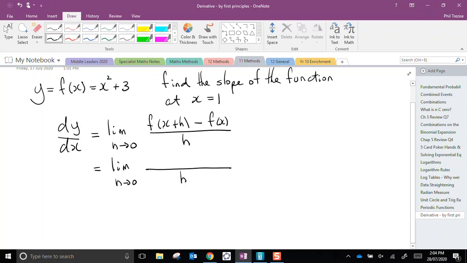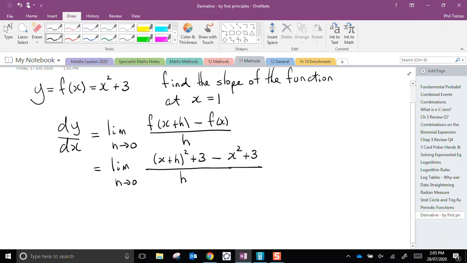Now, if I was to substitute the value x plus h into this expression, then where there is an x would be replaced with an x plus h. So that's the function, but instead of x, we have x plus h instead. Still with squared, still with plus 3. Now I have to subtract f of x. Now f of x is x squared plus 3.